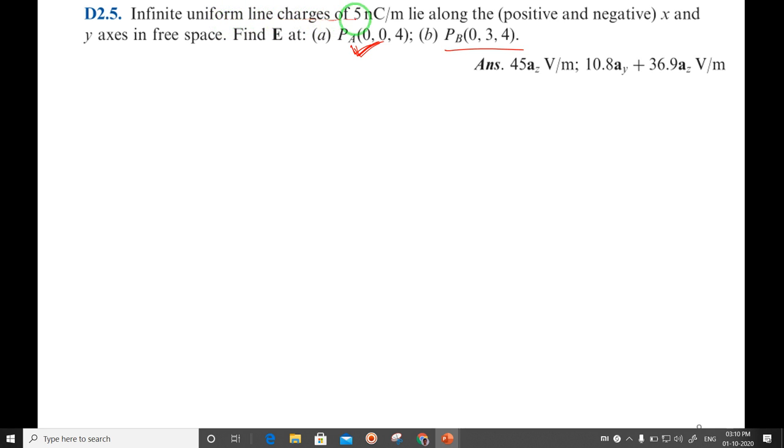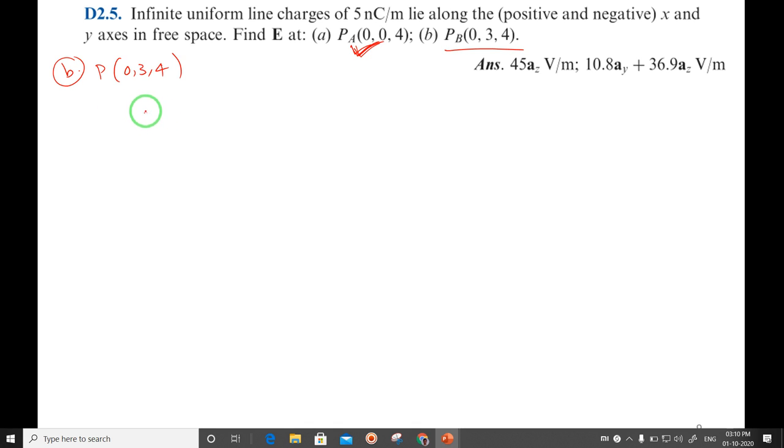Infinite uniform line charges of 5 nanocoulomb per meter lie along positive and negative x and y axis in free space. Find E vector at part A, this point, and part B. I will be taking part B. So part B, instead of calling PB, let me call it simply P, P of 0, 3, 4. I will not use this notation. I will change the notation. P of 0, 3, 4.